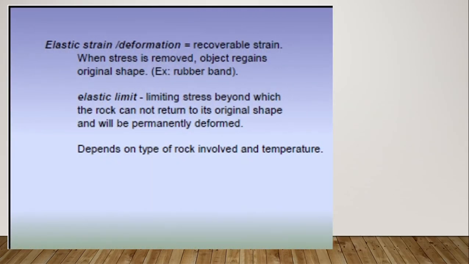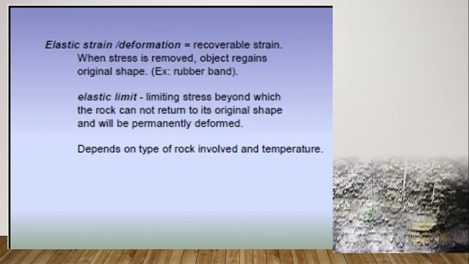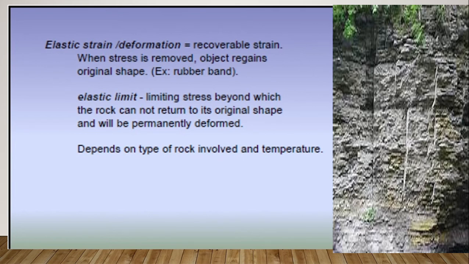Elastic strain deformation is the recoverable strain. When stress is removed, the object regains its original shape, like a rubber band. Elastic limit is the limiting stress beyond which the rock cannot return to its original shape and will be permanently deformed. It depends on the rock involved and the temperature, or the rock type and the temperature.